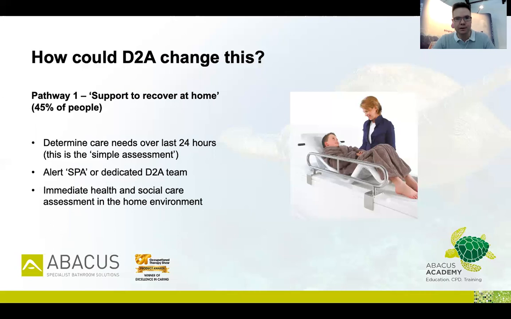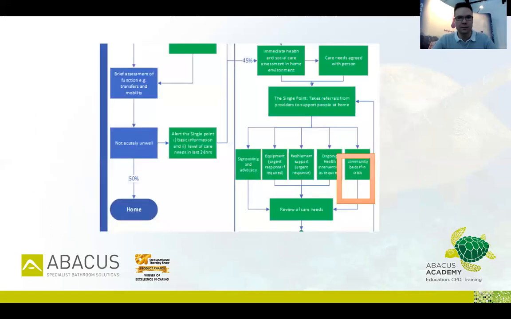It then says that you alert single point of access or dedicated discharge to assess team, and you meet the immediate health and social care assessment in the home environment, and that's if it's required. So the idea is that best practice, you have assessments leading up to discharge. The discharge happens. What's stopping that? What would traditionally be stopping that from happening and get that need met in the community?